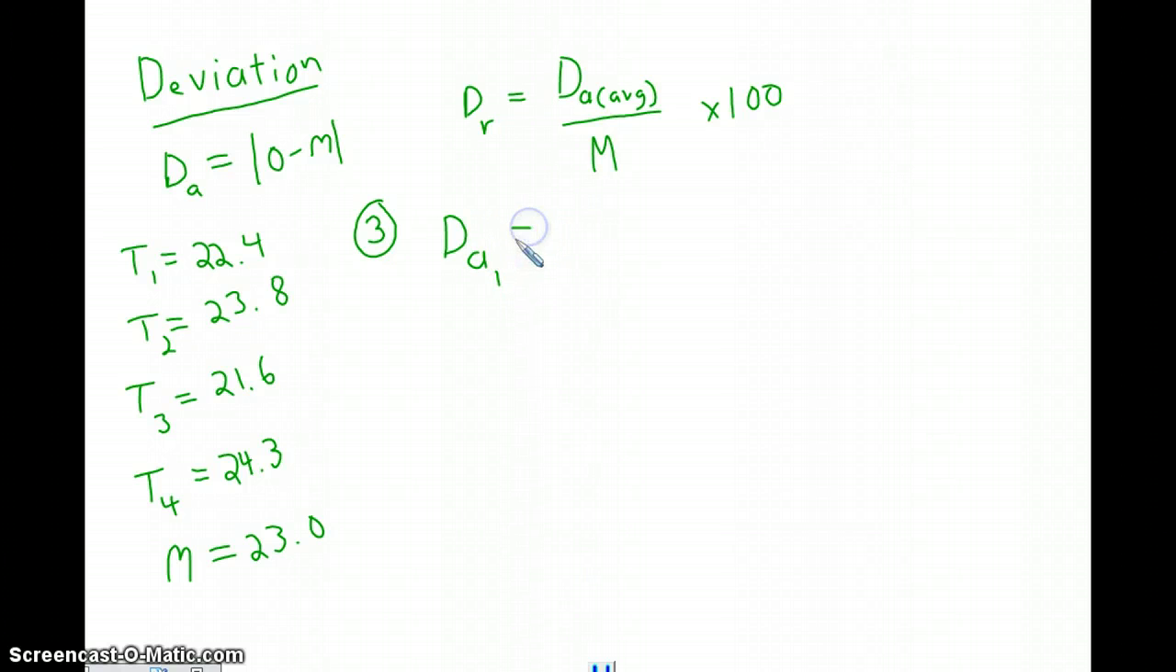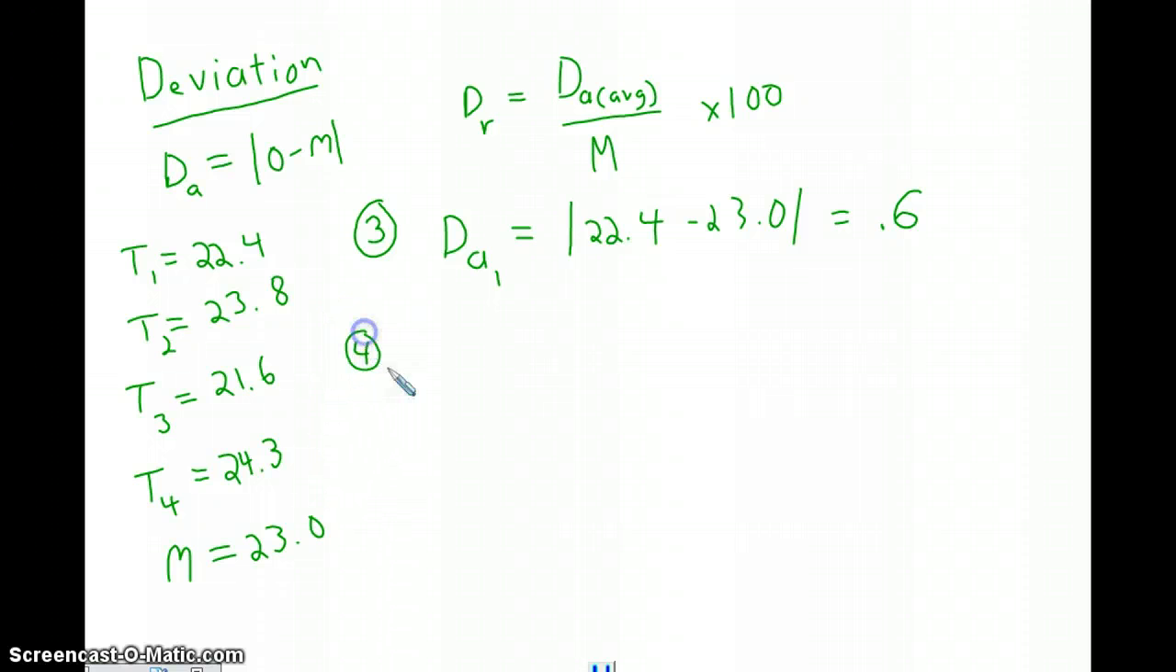Now, the absolute deviation for just trial 1 is the observed value in trial 1, 22.4, minus the 23.0 we found for the mean, and taking its absolute value. 22.4 minus 23.0. And that will be a value of 0.6. Alright, moving on to number 4.